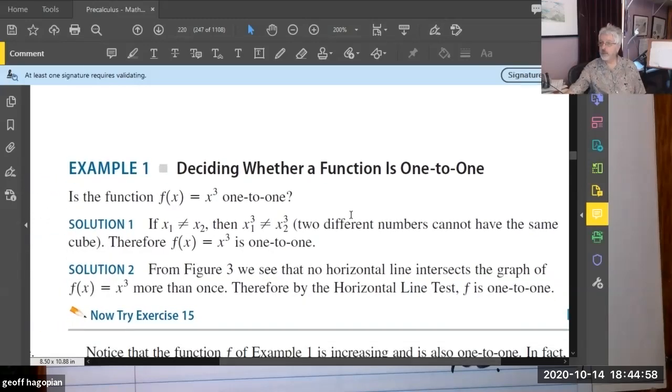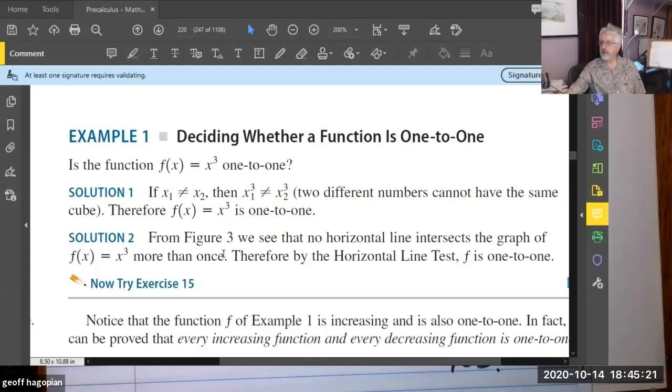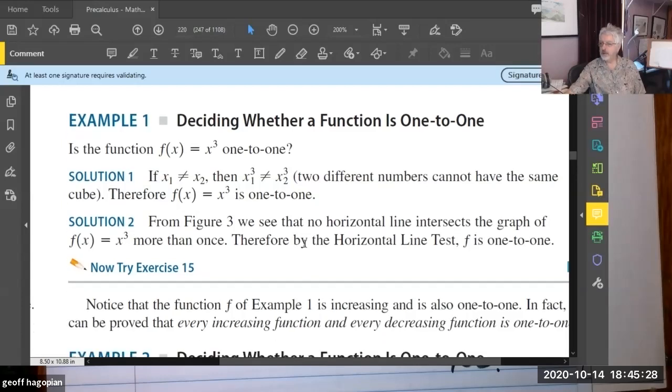Deciding whether or not it's one-to-one? So they start out with an example. Is f of x equal x cubed one-to-one? Well, if x1 is not equal to x2, then x1 cubed is not equal to x2 cubed. Two different numbers cannot have the same cube. Therefore, it's one-to-one. That's one way of doing it. The other way is to say no horizontal line intersects the graph of x cubed more than once. So by the horizontal line test, it's one-to-one.